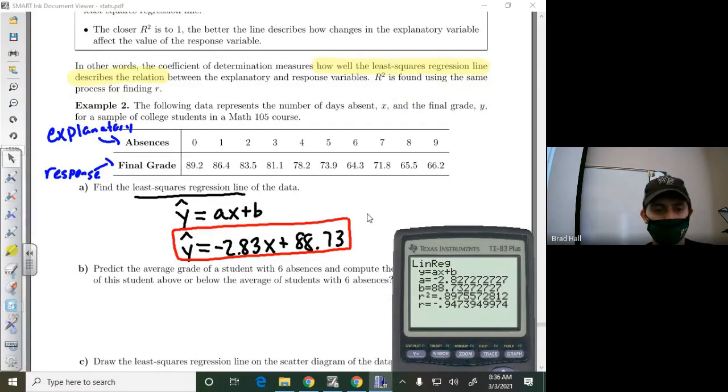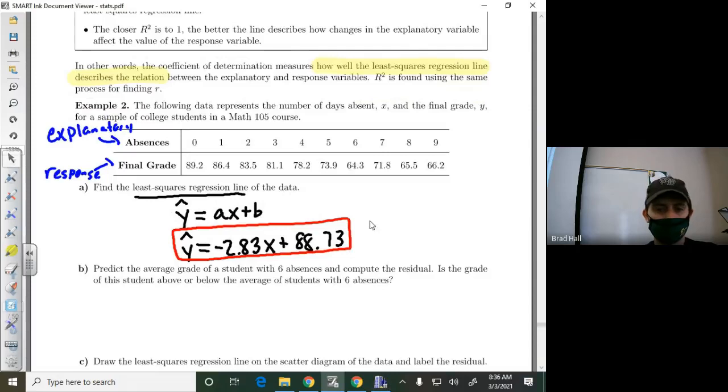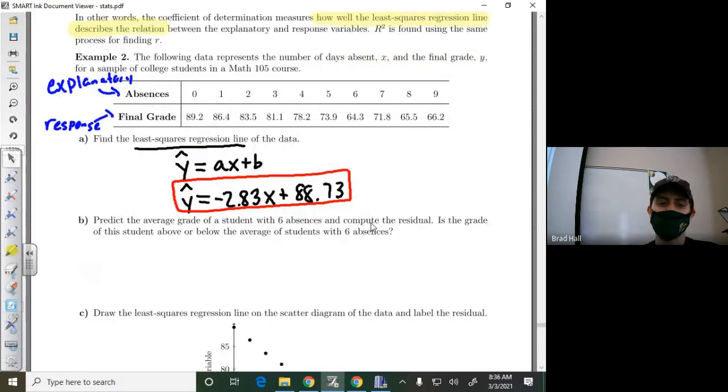So from here, part B says, predict the average grade of a student with 6 absences and compute the residual. We're using this word, compute the residual. We'll get to that in a second. But notice, just like in the previous problem, when they say predict, that means we're plugging into the new line that we determined with 6 absences. So we'll start with that first.